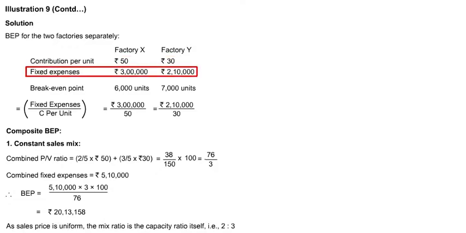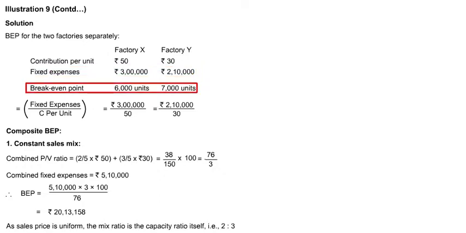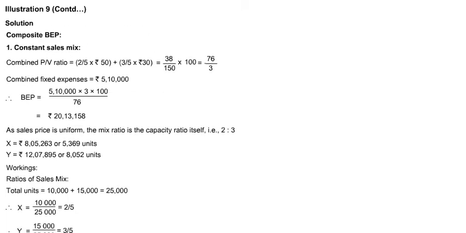Fixed expenses again are different here. It is 3 lakhs and 2,10,000. So, the break-even point as such is calculated as fixed cost upon contribution per unit. So, we can calculate for two factories separately. The break-even point is for 6,000 units for X and 7,000 units for Y. 2 by 5 into rupees 50 plus 3 by 5 into rupees 30 gives us 38 upon 150, which is nothing but 76 by 3.